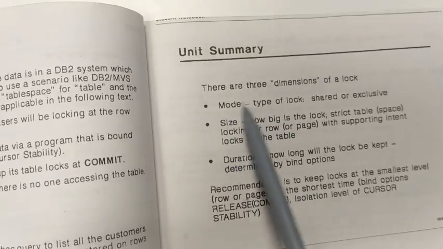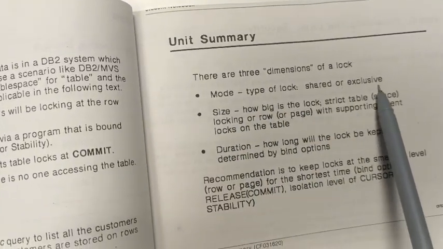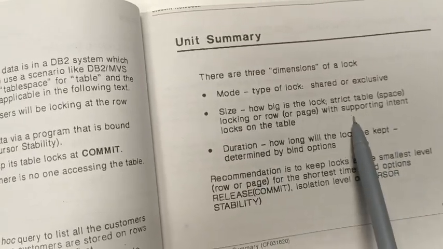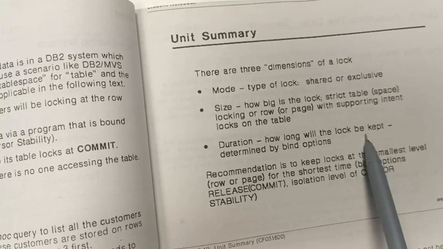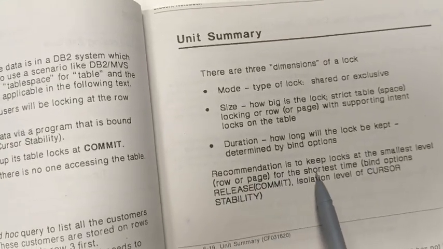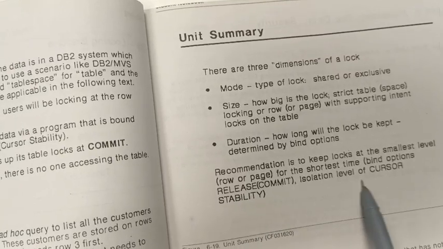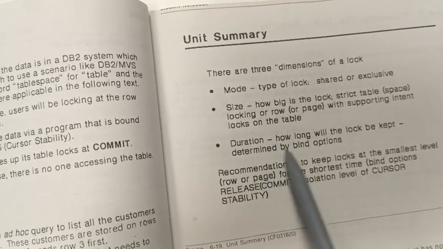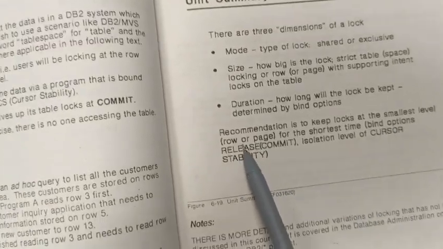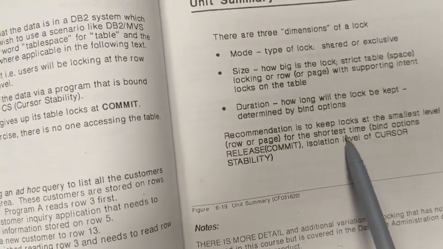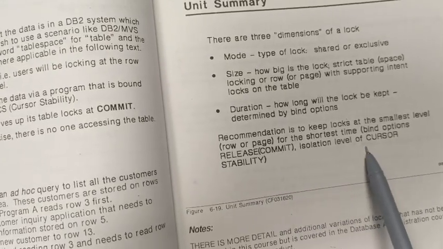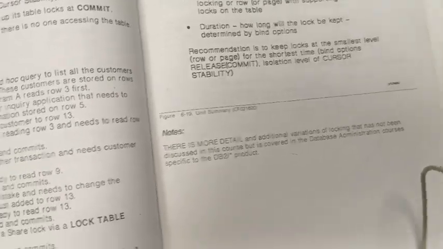Till now I have covered these topics. Mode means the type of lock, shared or exclusive mode. Size of locking is how big a lock you are going to take, like a table or table space. And duration is nothing but how much time you are going to lock. The isolation option and release option tell the duration of the lock. It is recommended to keep the lock at the smallest size, like a row or page lock, for the shortest time. That is the bind option. We have the release option commit and the isolation option of cursor stability here.